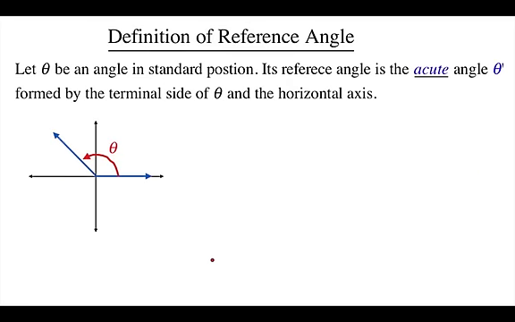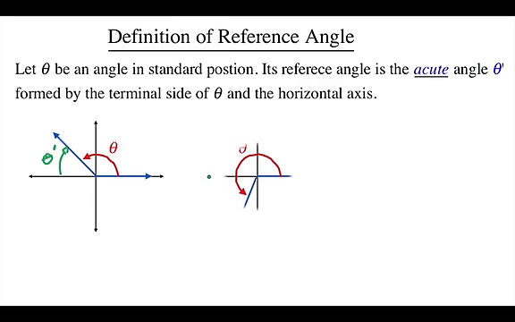Definition of a reference angle. Let me read this to you. It says let theta be an angle in standard position, which we have here. Its reference angle is the acute angle theta prime. This is how we read it. This little comma thing, we read it as theta prime, formed by the terminal side of theta and the horizontal x-axis. Here's the horizontal x-axis. Let me change the color. So what is the theta prime here? From here to here. This is your theta prime.